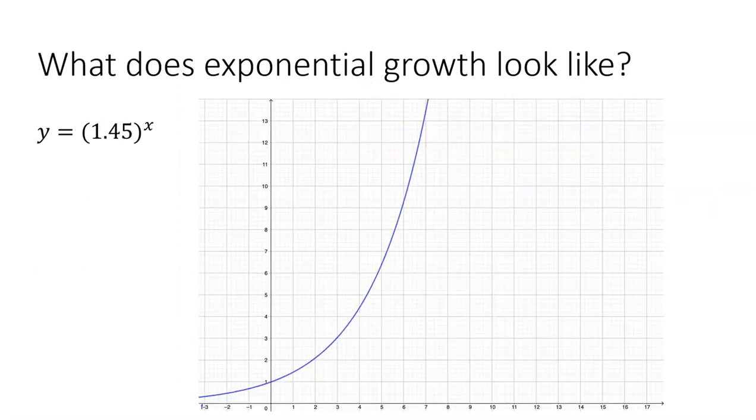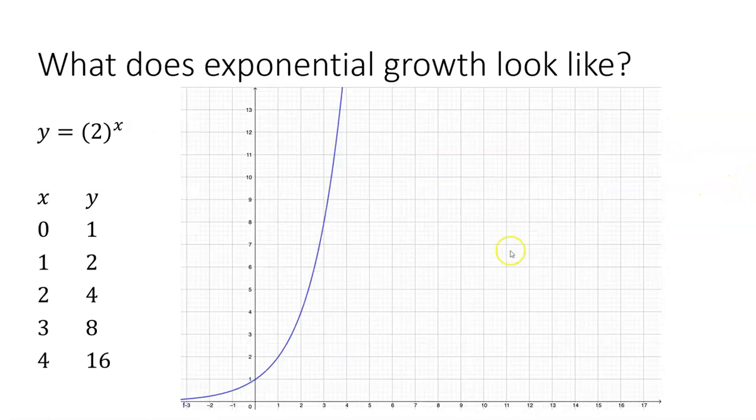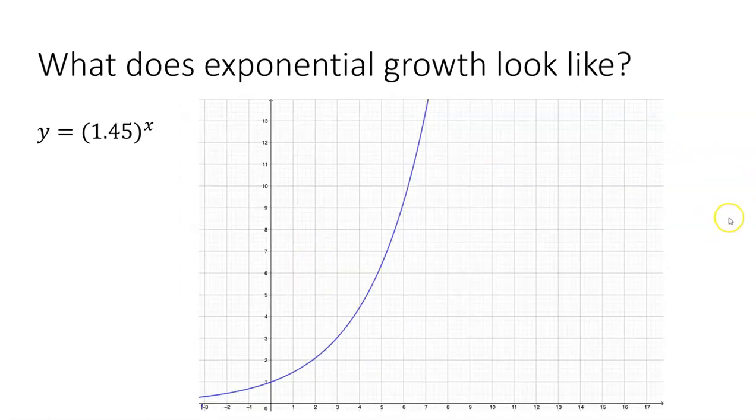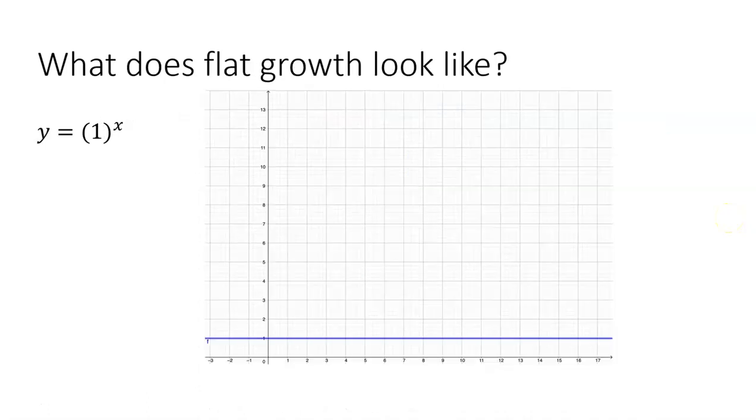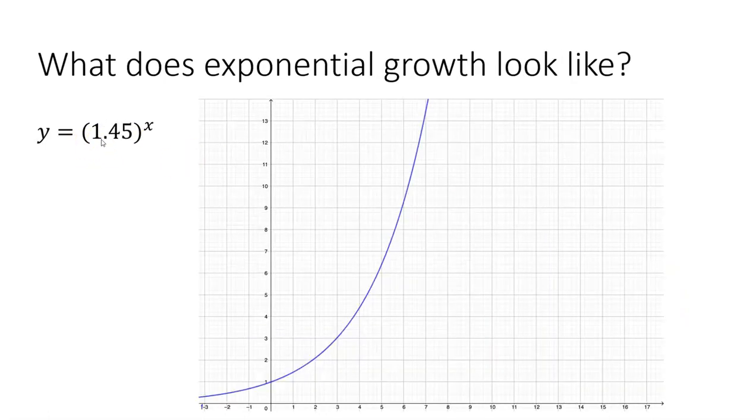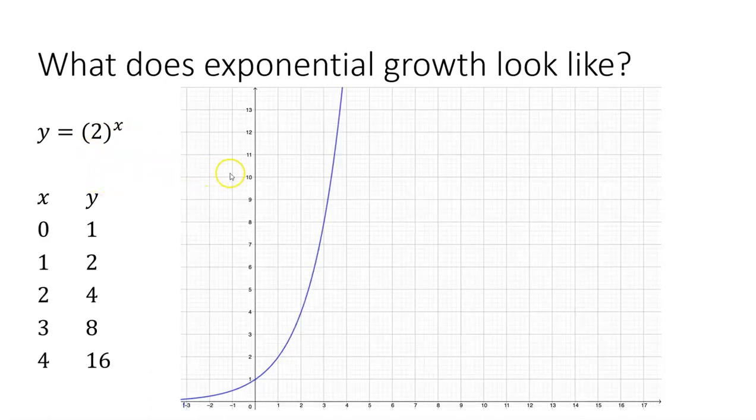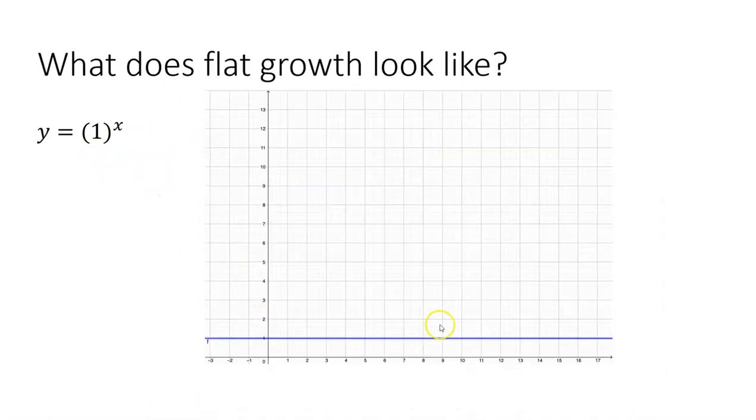Here's a graph of 1.45 to the x power. It also curves and goes up quickly. I'll go backwards. It's not quite as steep as 2 to the x power. Flattens a little bit. And flat growth is when you have 1 to the x power. 1 to any power is 1, so you get this straight line here. So when this value is greater than 1, we get an upward curve. Here's 1.45 to the x power. Here's 2 to the x power. And then when we hit 1, it's totally flat.